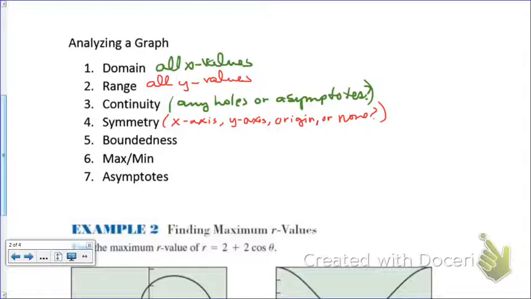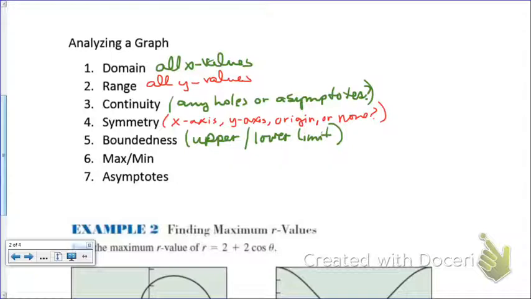Boundedness means, is there an upper or lower limit? Basically, it doesn't go on forever. There's a point where it reaches and it can't go any higher on our graph. Or vice versa, if it can't go any lower, then we say it's bounded. It's either bounded above at the top of the graph or bounded below at the bottom of the graph. If it keeps going on and on forever, like a line, then it's unbounded. It means there's no limit to what it can be.